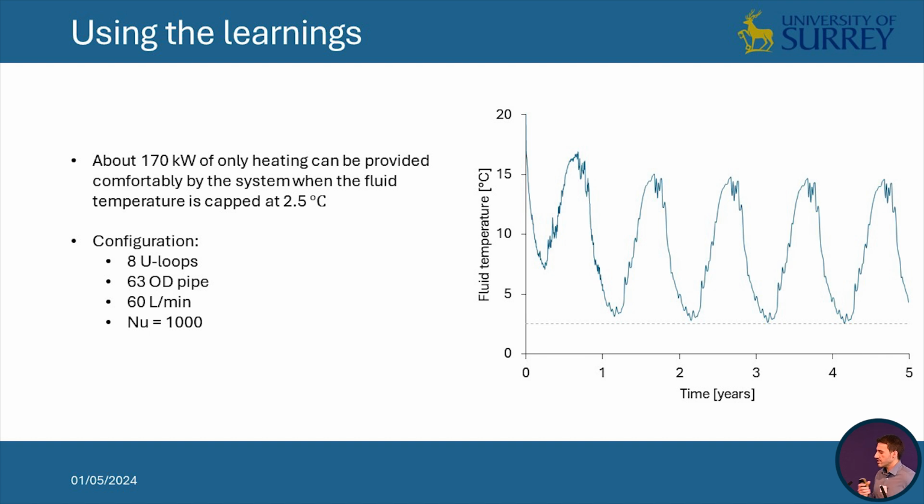So using a lot of the results from different parametric analyses, and being less conservative in terms of how natural convection effects take place, I've estimated that for this particular example, using the heating load that I showed earlier, about 170 kilowatts of peak load could be provided relatively comfortably.